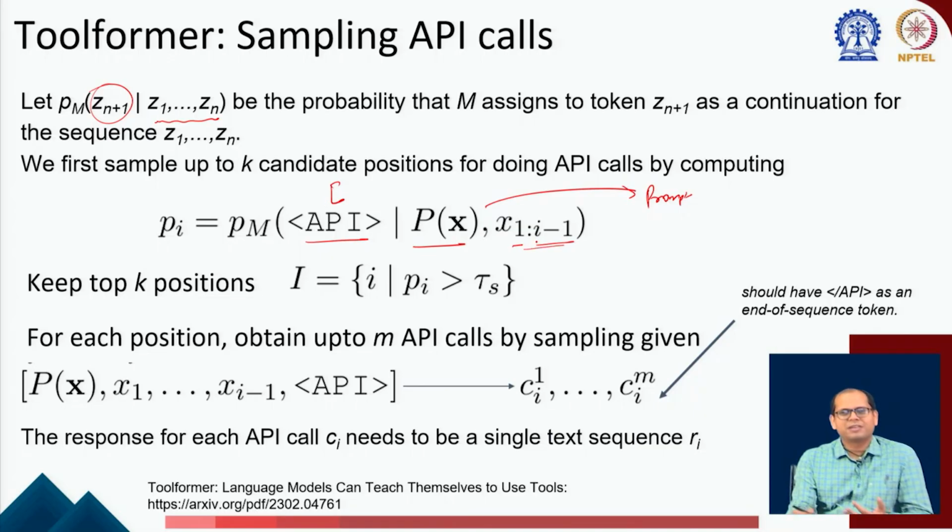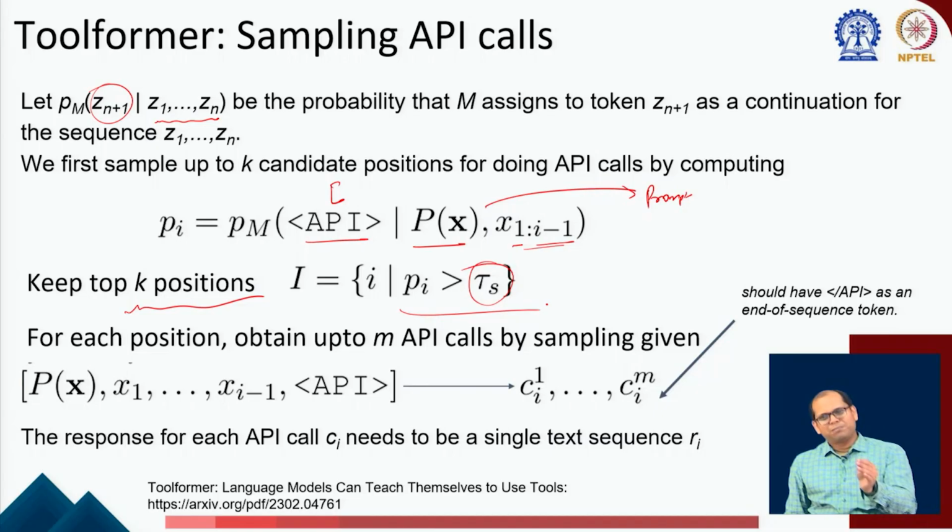Because all the input is given to you, you would have a threshold. If this probability is above the threshold, you keep the position. If there are too many, you keep only the top k positions that have this probability above the threshold. These are potential positions where you could have called an API. You don't know which API, but you could have started with this open bracket. Now what will you do? For each of these k positions, at most k, you obtain API calls.